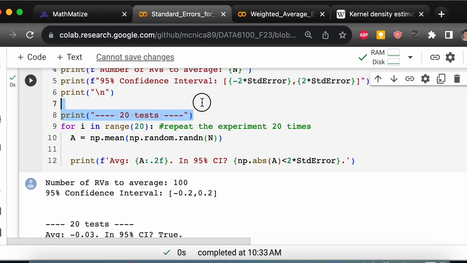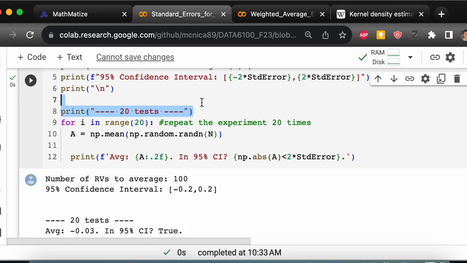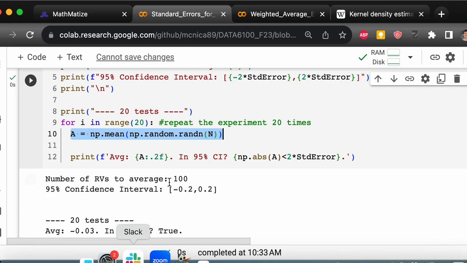And then this is the fun part that you can do on the computer that you can't do on paper, is I ran it 20 times. I rolled 100 Gaussians once. I did it again. I did it again. A for loop, just run it 20 times. And A, we just said it's the mean of running n random variables. And then please tell me the average. So tell me what was A. And then tell me, is it within the confidence interval that you said? Yes or no? And so we calculated the standard deviation as 0.1. So we're expecting numbers that are on the order of 0.1.